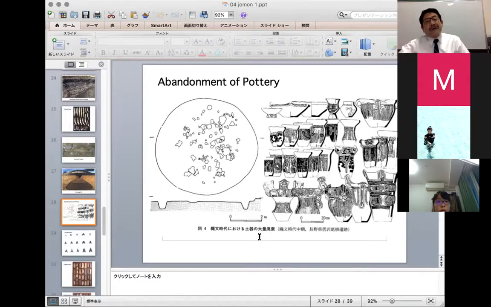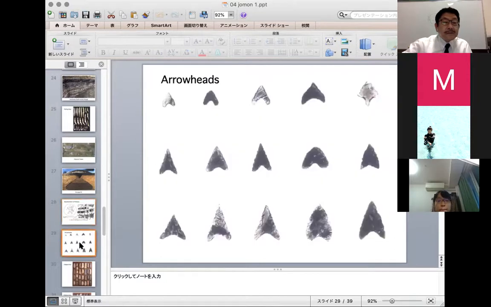But still, they were making so much pottery in Jomon time, and sometimes it seems unnecessary. You know, they're making too many pottery vessels. That's one of the mysteries of Jomon culture, but I will explain about that later too. Okay, just remember they made so much pottery in this culture. And stone tools, obsidian arrowheads.